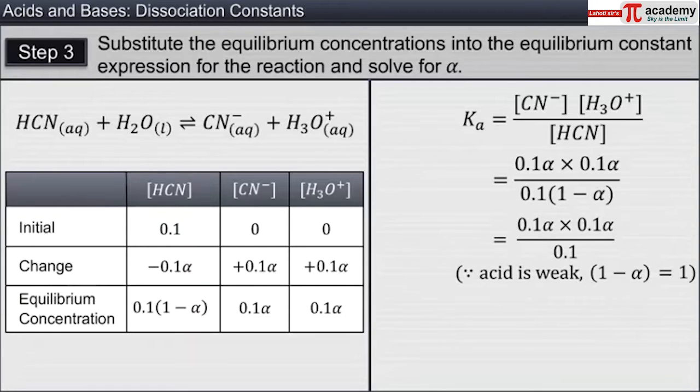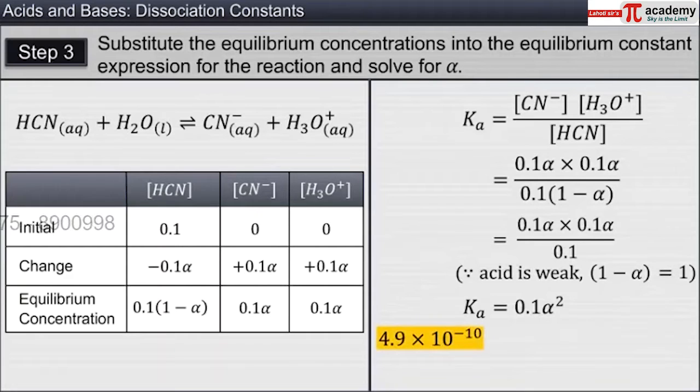As hydrocyanic acid is a weak acid, it undergoes dissociation to a very little extent, and hence the value of alpha is very small. Thus, 1 minus alpha can be taken as 1. Thus, Ka becomes equal to 0.1 alpha square. As the value of Ka for hydrocyanic acid is given as 4.9 multiplied by 10 raised to the power minus 10, we can write 4.9 multiplied by 10 raised to the power minus 10 is equal to 0.1 alpha square.